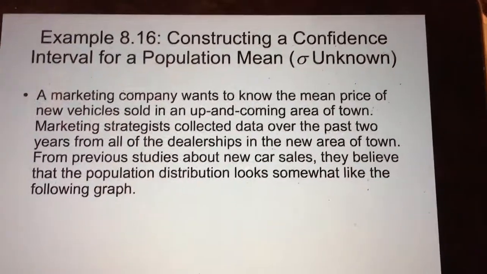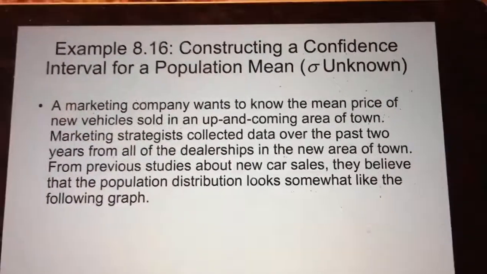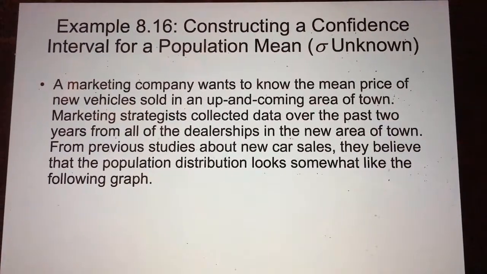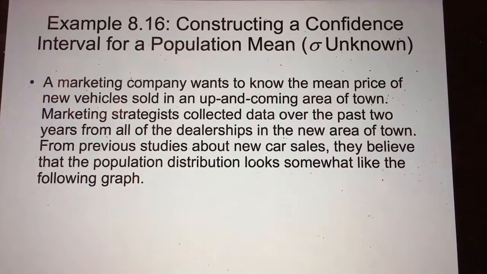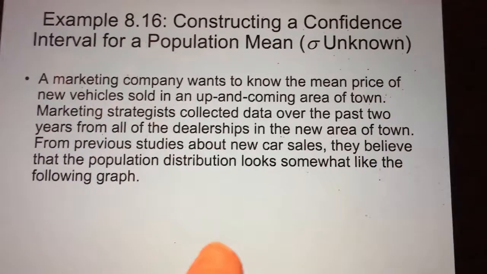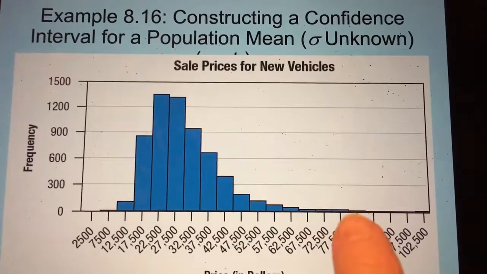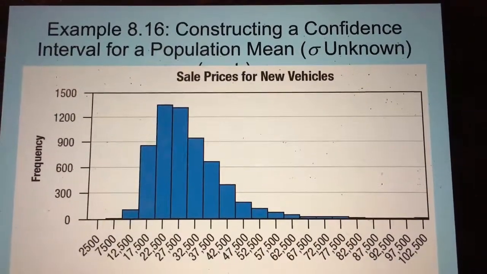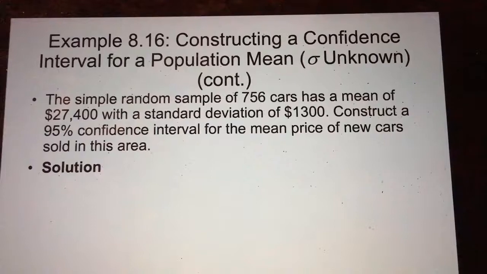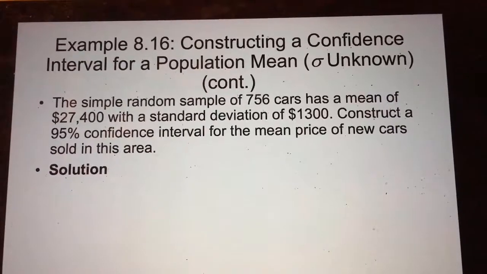All right, so here we have the next one, example 8.16, constructing a confidence interval for a population mean. A marketing company wants to know the mean price of new vehicles sold in an up and coming area of town. Marketing strategists collected data over the past 2 years from all of the dealerships in the new area of town. From previous studies about new car sales, they believe that the population distribution looks somewhat like the following graph. This one has a bigger tail over here, doesn't it? Here is the graph, and the simple random sample of 756 cars has a mean of 27,400 with a standard deviation of 1,300.